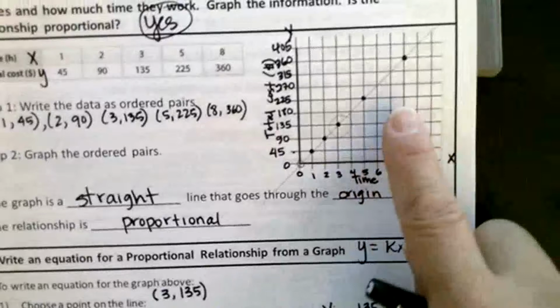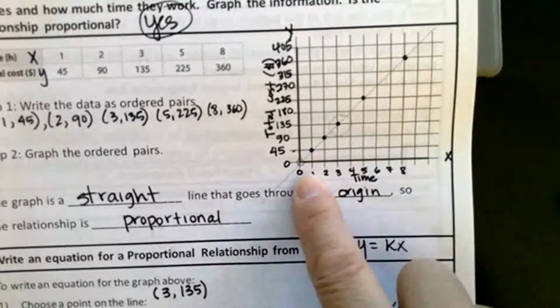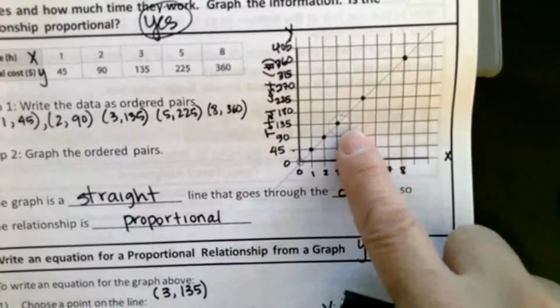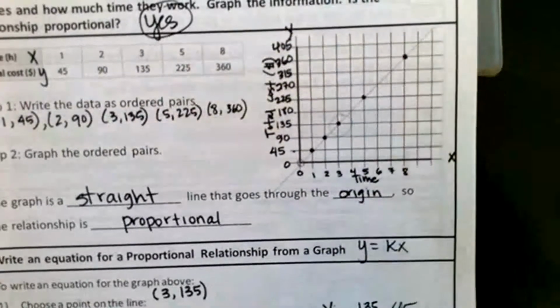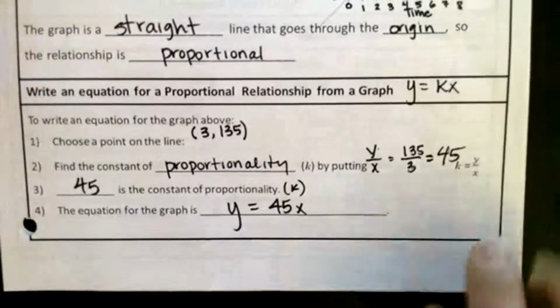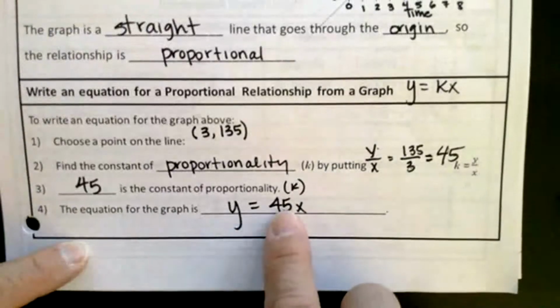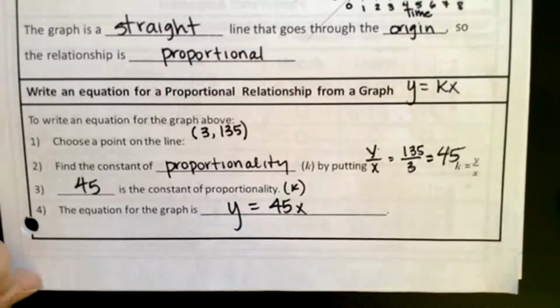But once we graph it and we can see that it's a straight line going through the origin, then we know it's proportional and we only have to pick one point. We can pick any of them and we will get y divided by x equals 45. And then we can write our equation: y equals 45x, putting the 45 in place of the letter k.